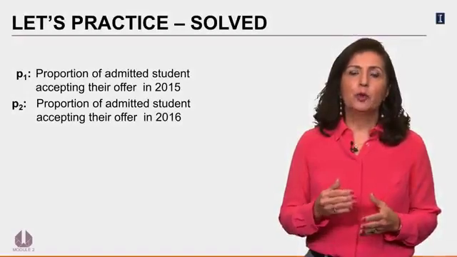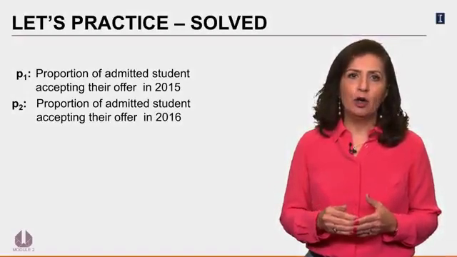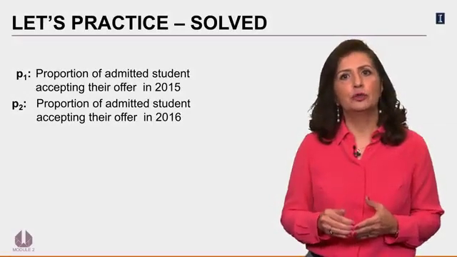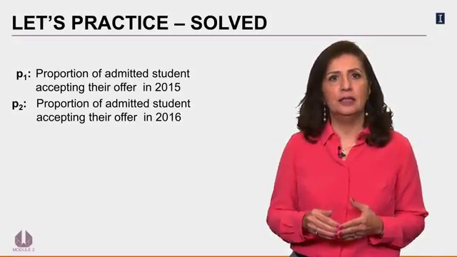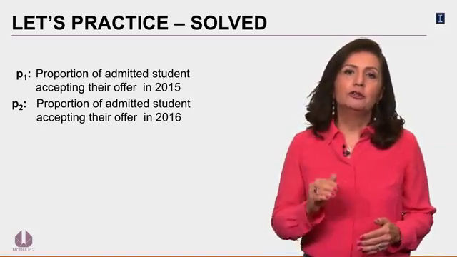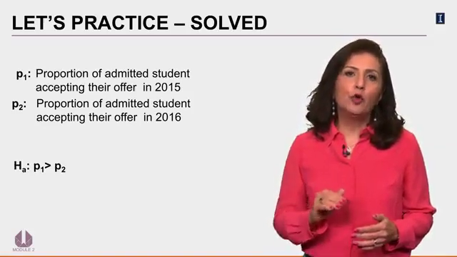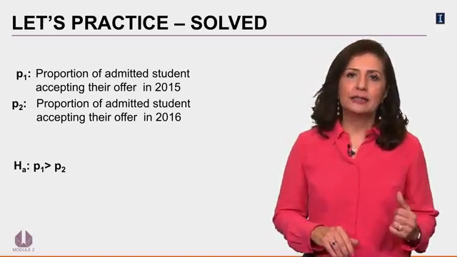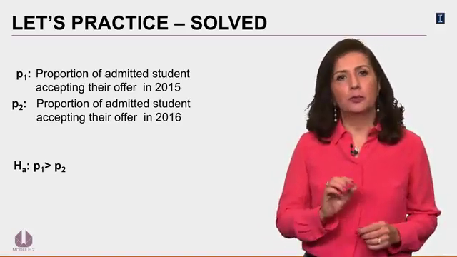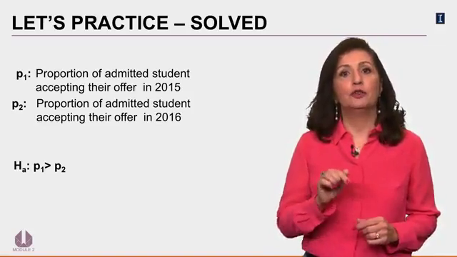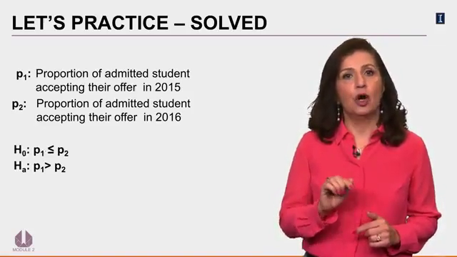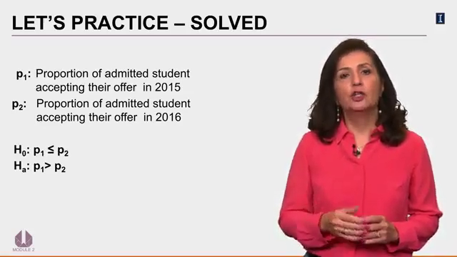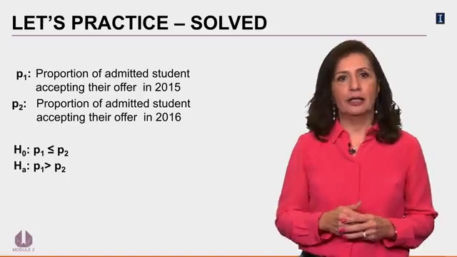Using P1 for the proportion of admitted students accepting their offer in 2015 and P2 for the proportion of admitted students accepting their offer in 2016, in this article, the reporter is implying that the proportion of admitted students who accepted their offer in 2015 is higher than the proportion of students who have accepted their offer in 2016. So that's actually your alternate. And then the null here is the complement. So now let's test this claim by running our data.